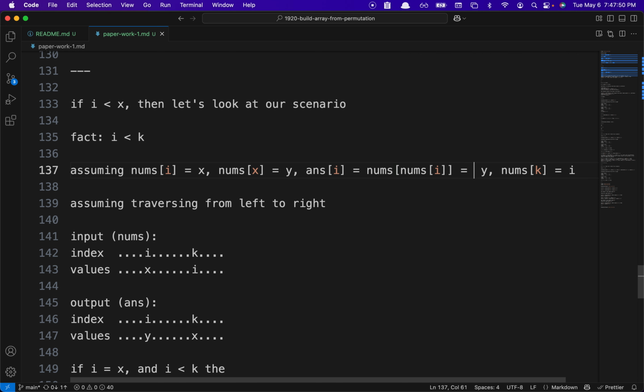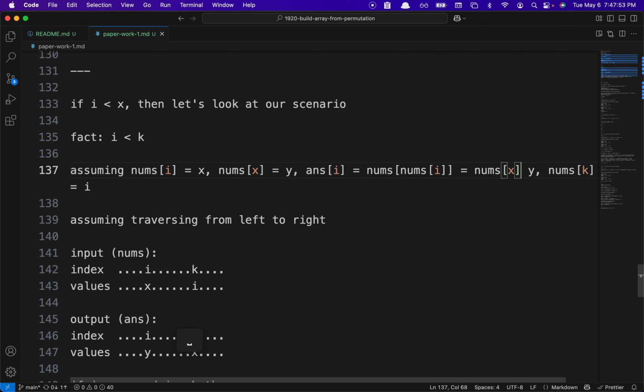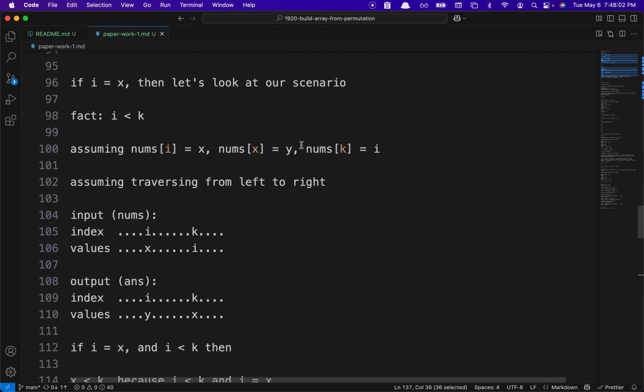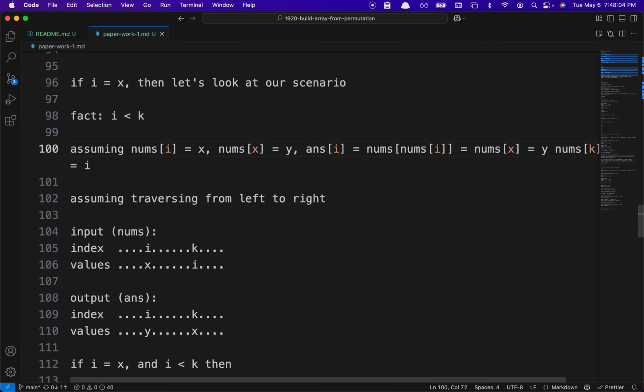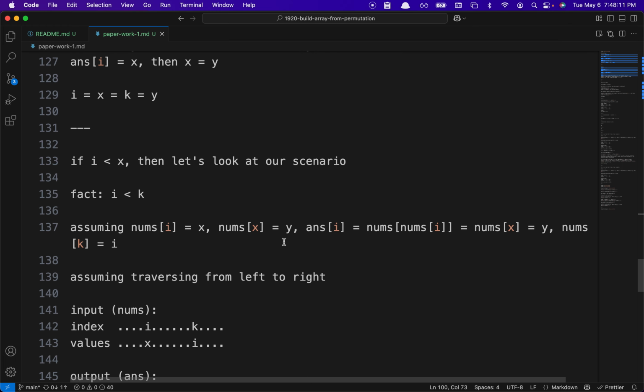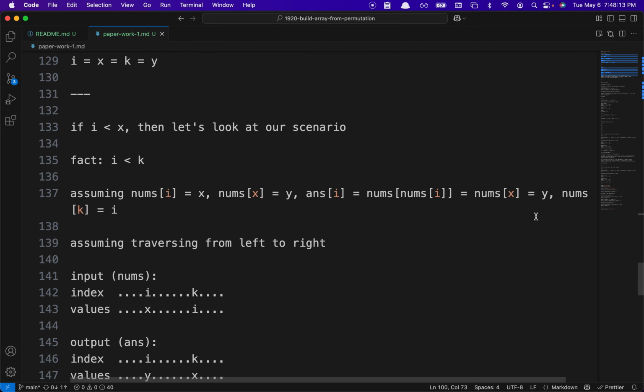This is nums of i is x, nums of x equal to y. I want to write it on the top so that it's clear. Nums of x equals this. Answer of i is equal to this. Right? So now you say nums of a equal to i. Now how do you say that? Nums of a equal to i?